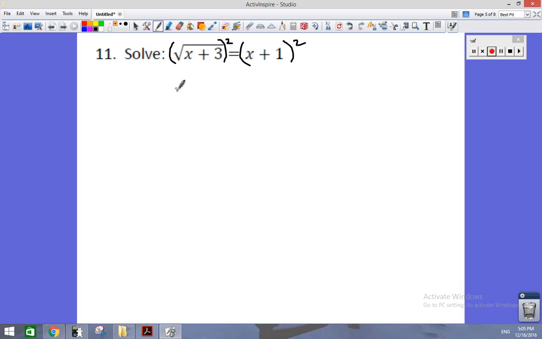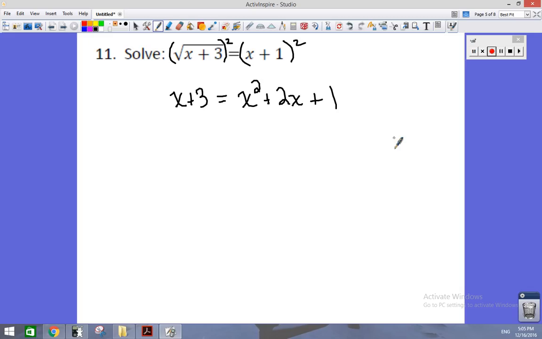When I square a radical, that radical goes away and I just have x plus 3. And here I have x squared plus 2x plus 1. But in squaring both sides of the equation, I may have introduced what they refer to as an extraneous solution, one that satisfies this new equation but does not satisfy the original equation. So when I get my answers to this, I just think of it as possible solutions until I check it and verify that it is indeed solutions.